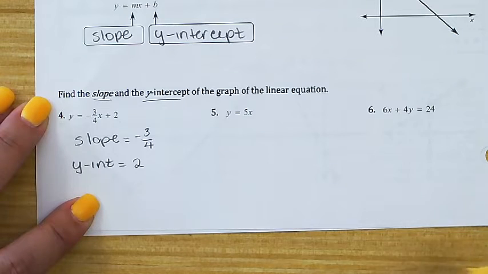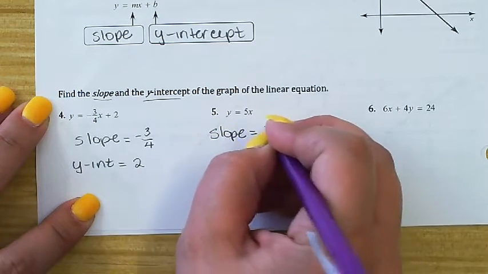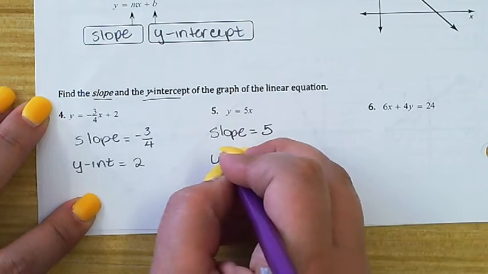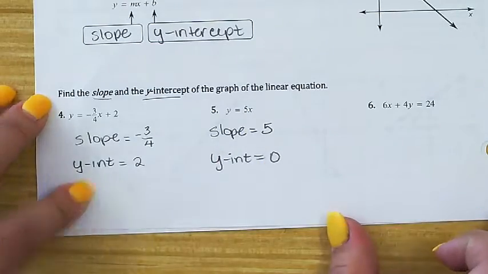That's your y-intercept. Okay, for this guy, the slope is always connected to x, so that would be the 5. The y-intercept would be the number that is added or subtracted and not connected directly. And if I don't see it, that must mean it is 0.